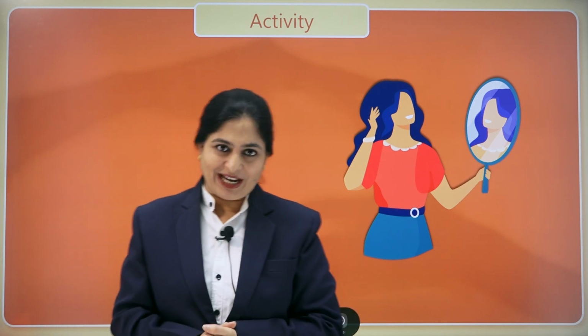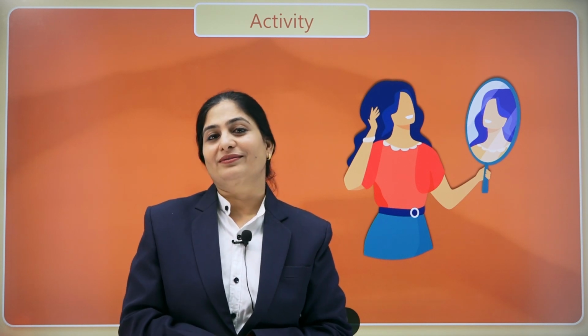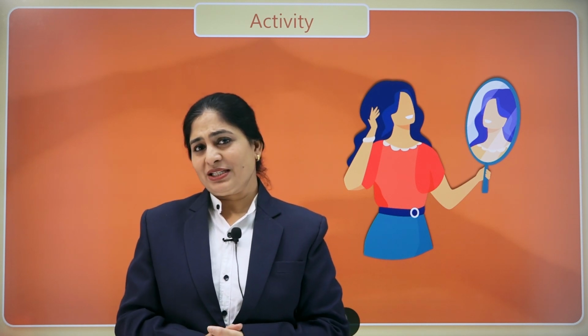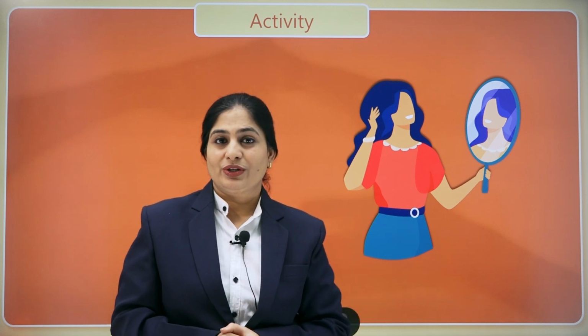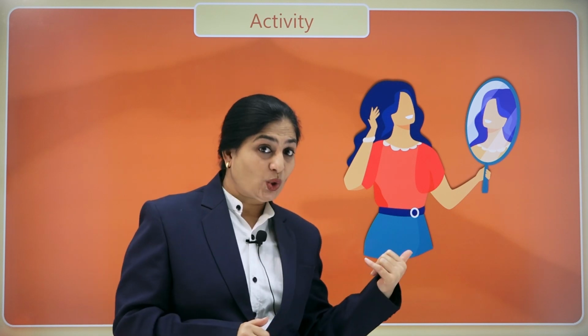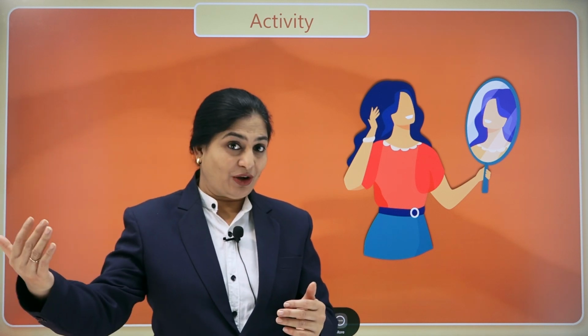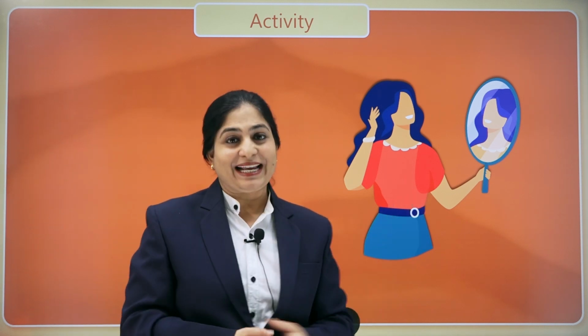If I ask you what type of object it is, is it transparent, translucent or opaque? Transparent means we can see the other side. Can we see through this mirror? No. Translucent, we can see the other side but with an unclear image. Can we see? No. Opaque, we cannot see the other side of the object. So this is an opaque object.